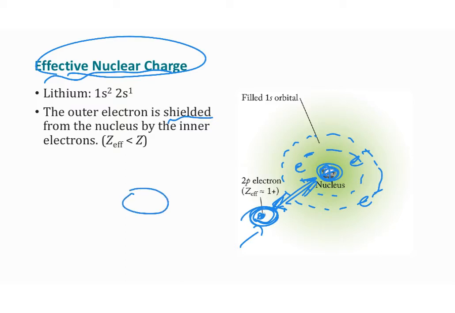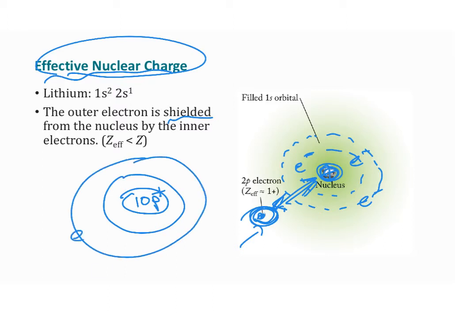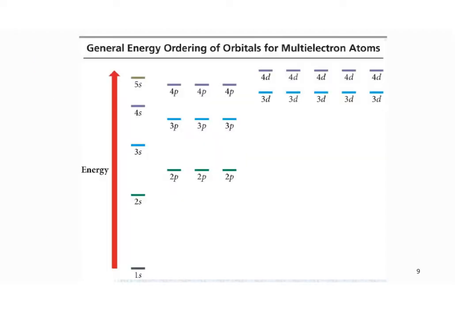So you may have a nucleus with 10 protons, and if you have multiple energy levels, the electron out here is not going to feel the full attraction of those 10 protons because it's going to have electrons in the inner closer levels that are going to shield it from feeling the full effect of the nucleus.